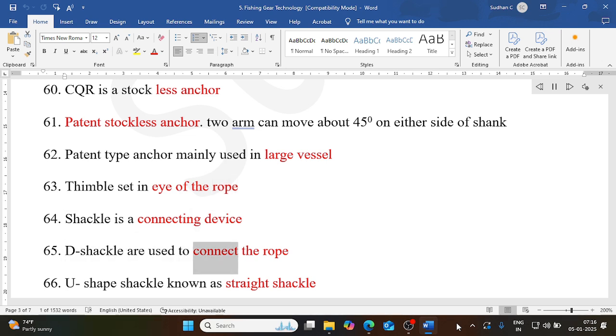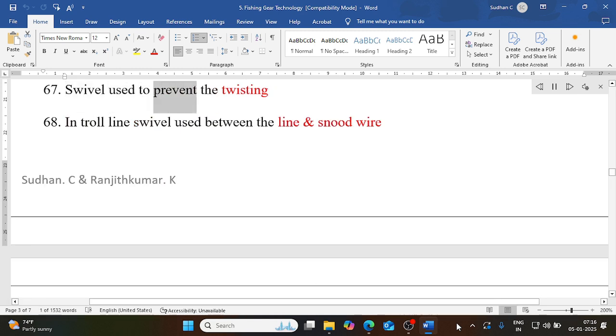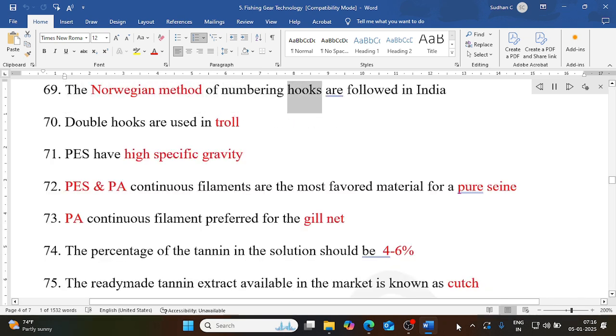D-shackles are used to connect the rope. U-shaped shackle is known as straight shackle. Swivel is used to prevent twisting. In troll line, swivel is used between the line and snood wire. The Norwegian method of numbering hooks is followed in India. Double hooks are used in troll.